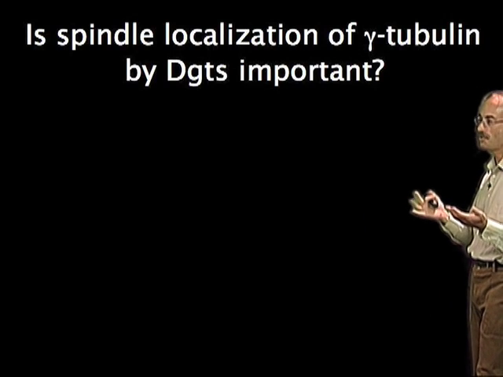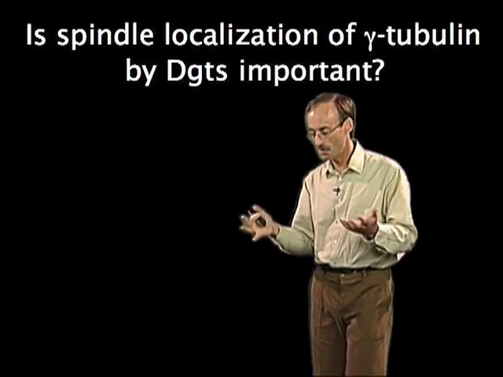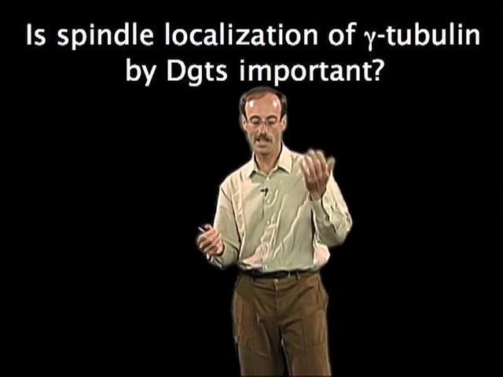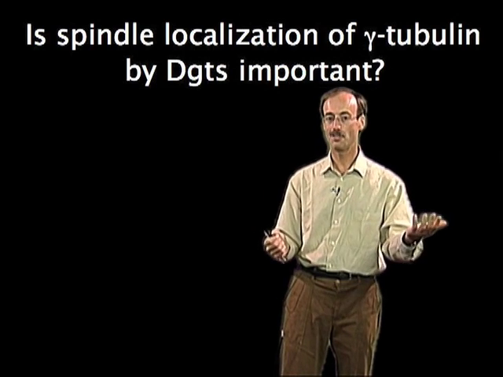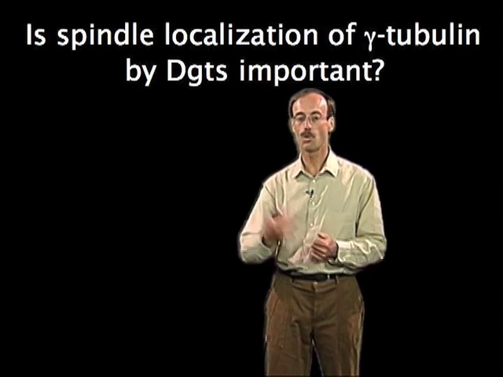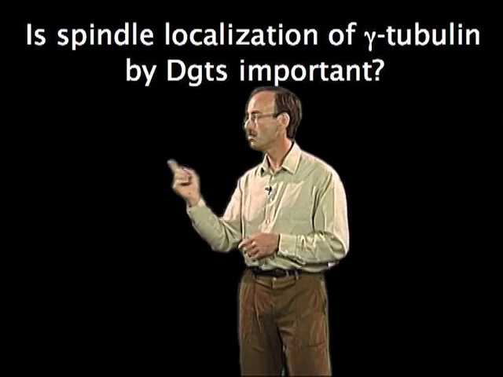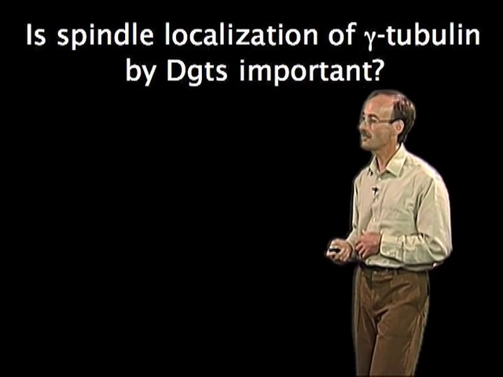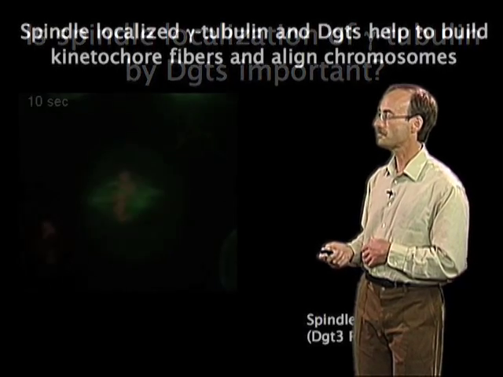Well, now we can ask this question. Is spindle localization of gamma-tubulin by these DGTs important? Because now we had a very specific tool. We had ways of knocking out gamma-tubulin localization at the centrosome. That we can do by eliminating centrosomin, or we can knock out gamma-tubulin localization to the spindle with these new proteins. And the results here were quite dramatic.